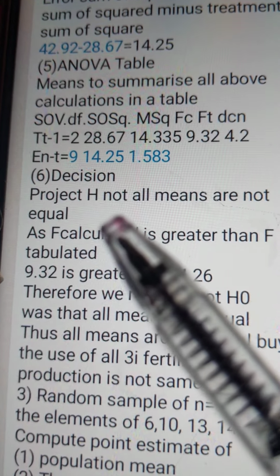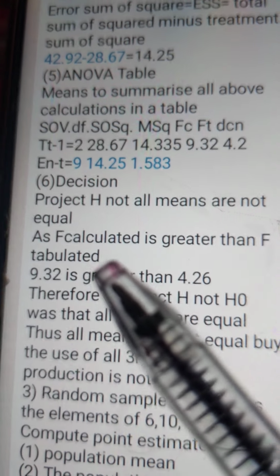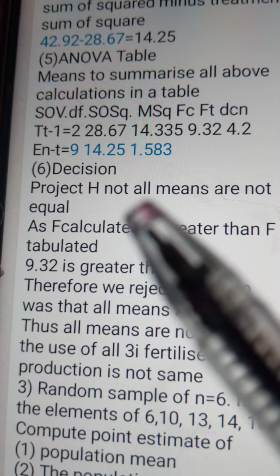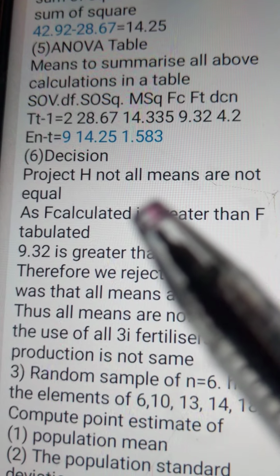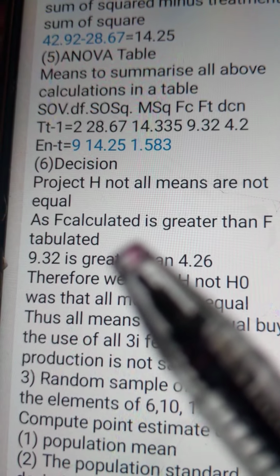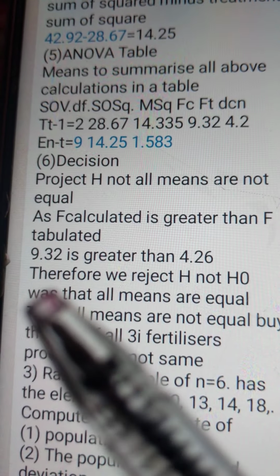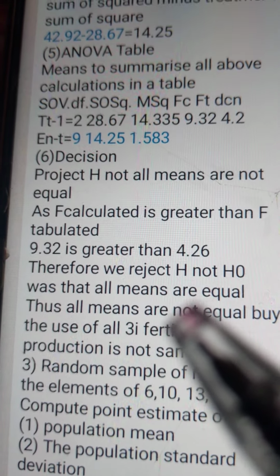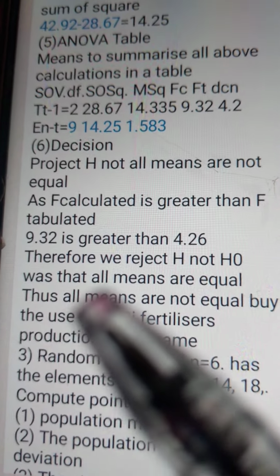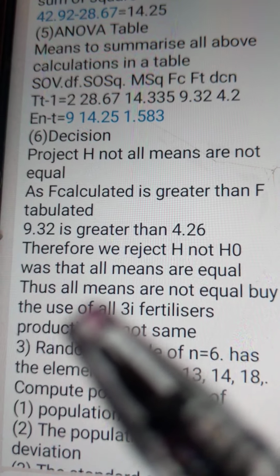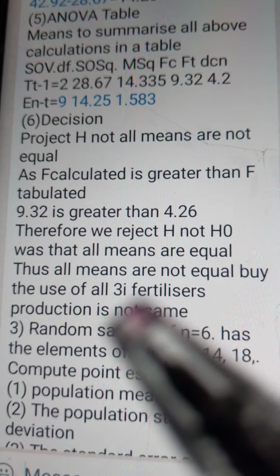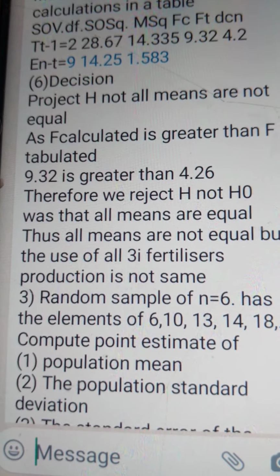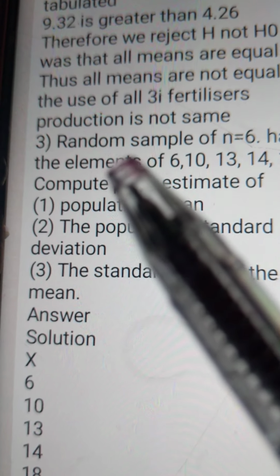By putting all the values into the ANOVA, the decision is to reject the null hypothesis, means are not equal, as F calculated is greater than F tabulated, which is 9.32 is greater than 4.26. Therefore, we reject H naught. Thus, all means are not equal. By the use of all three fertilizers, production is not the same. This was the answer.